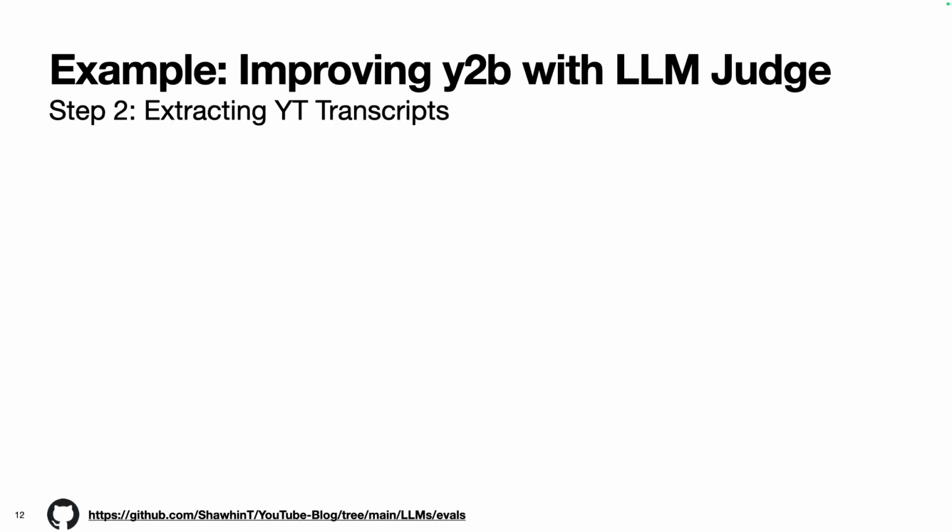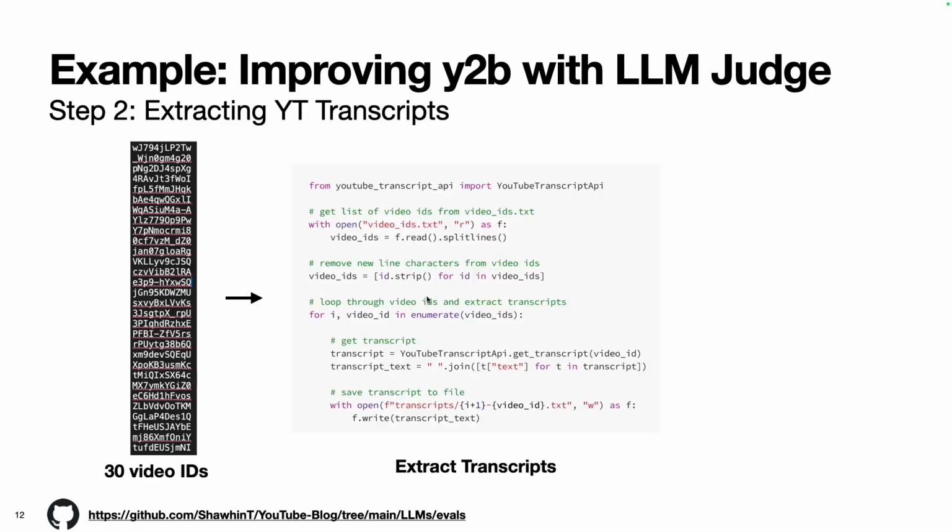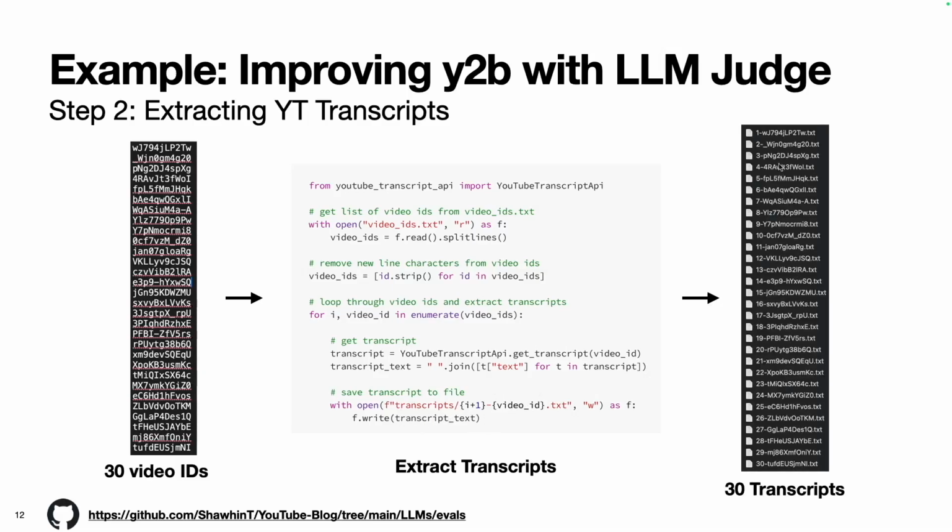Now that we have the baseline blogs, the next thing I'm going to do is extract the YouTube transcripts for each of them. So I also just manually copy pasted all 30 video IDs into a text file, and then I ran this Python script here, and it just read each line of this text file, and then used the YouTube transcript API Python library to grab all the transcripts and write them each to a separate text file. The final result is that now we have 30 transcripts saved in my code base.